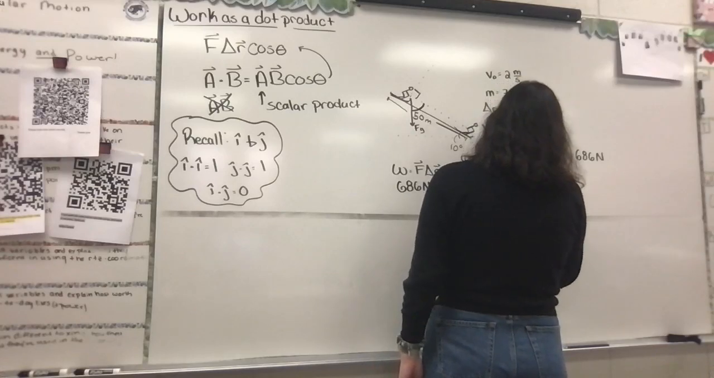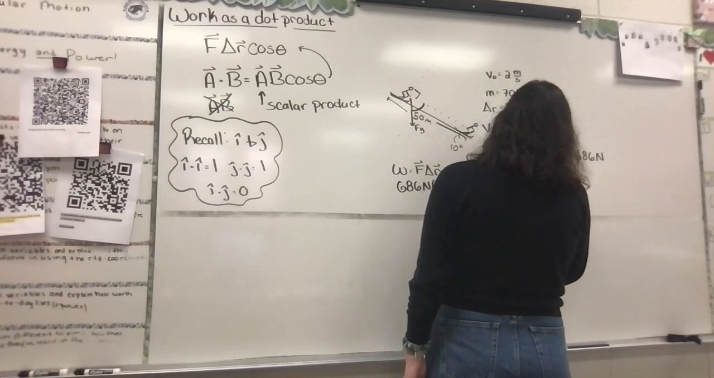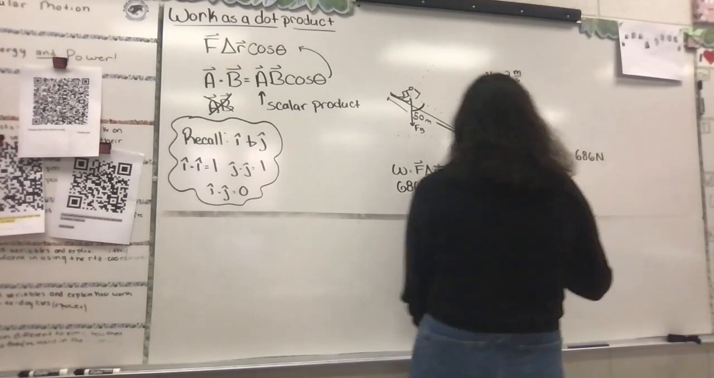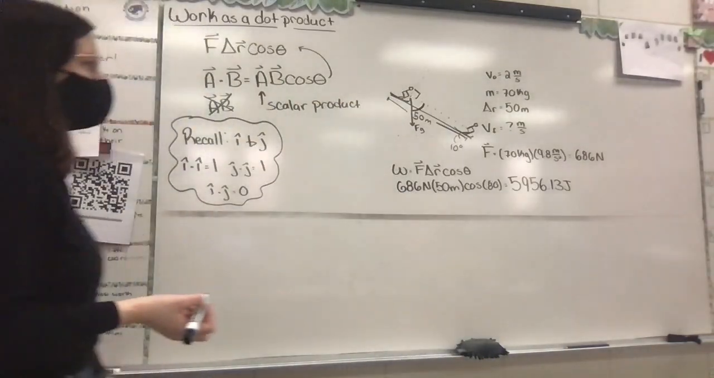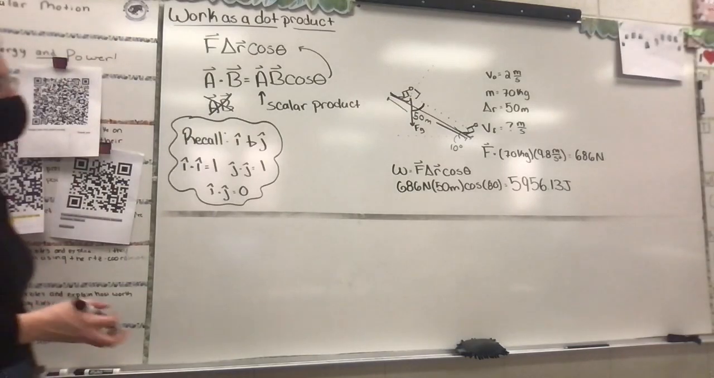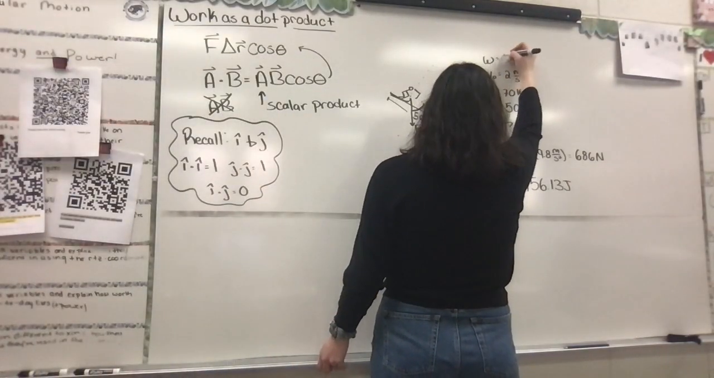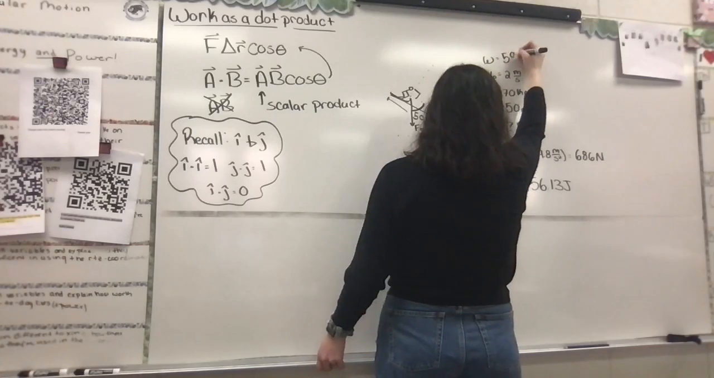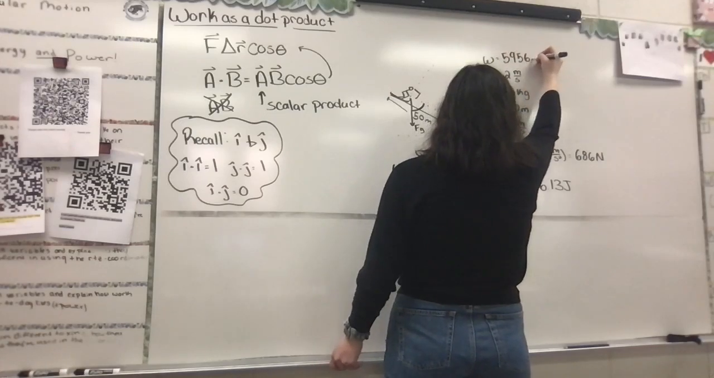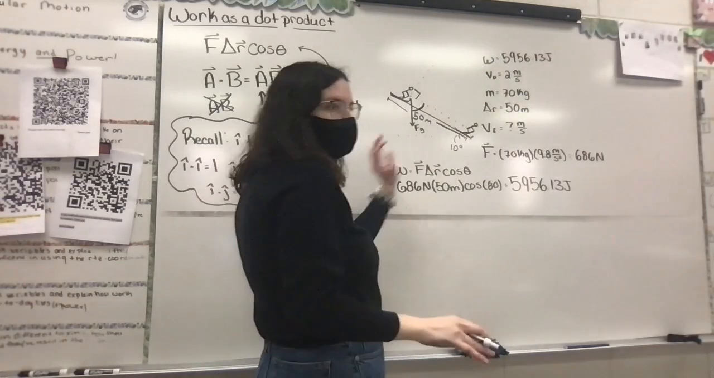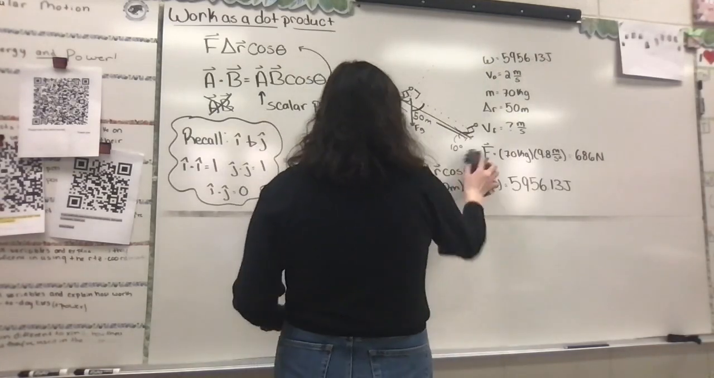Joules. 5,900 what? 56.13 joules. All right, are we done? No. What were we asked to find? Final velocity. Okay, so I'm going to add to our knowns up here that the work being done is 5,956.13 joules so that I can clear up some space down here to do the rest of our math.